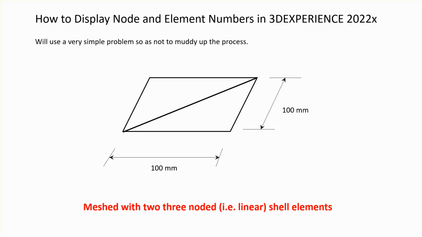So that I don't muddy up the picture, I will take a very simple model because I want to be able to see my nodes and elements on the screen. So I take a shell element on a geometry that looks like so. Okay. All right. And I'm going to be using three noded shell elements, so there's not that many nodes on the screen, so that we don't worry about it.